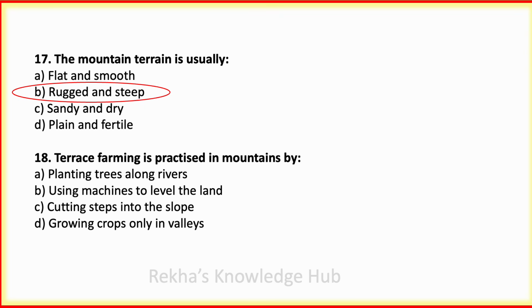Terrace farming is practiced in mountains by, options are planting trees along rivers, using machines to level the land, cutting steps into the slope, growing crops only in valleys. What do you mean by terrace farming? Cultivation is practiced on the slopes by cutting steps into the slope. This is called terrace farming. So, answer is cutting steps into the slope.